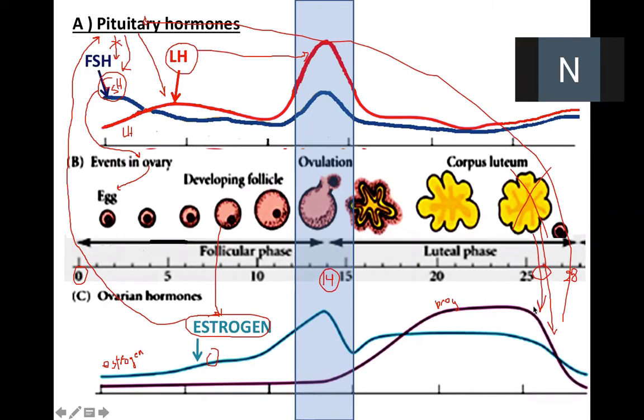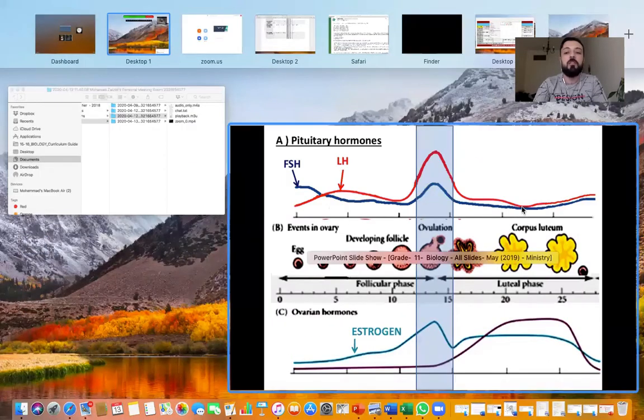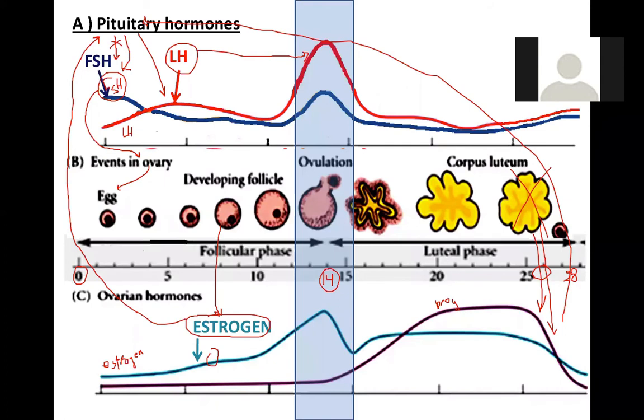How would you change this graph if pregnancy takes place? What should you do in case of pregnancy to this graph? Estrogen and progesterone will not go down. Very good. They remain what? High. Why? If the egg gets fertilized, a new structure will be formed. What's the new structure that will be formed? Placenta. The placenta. Very good.